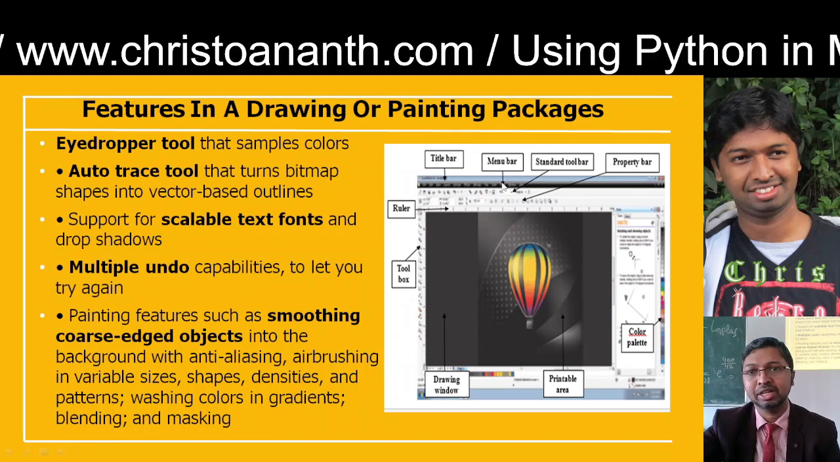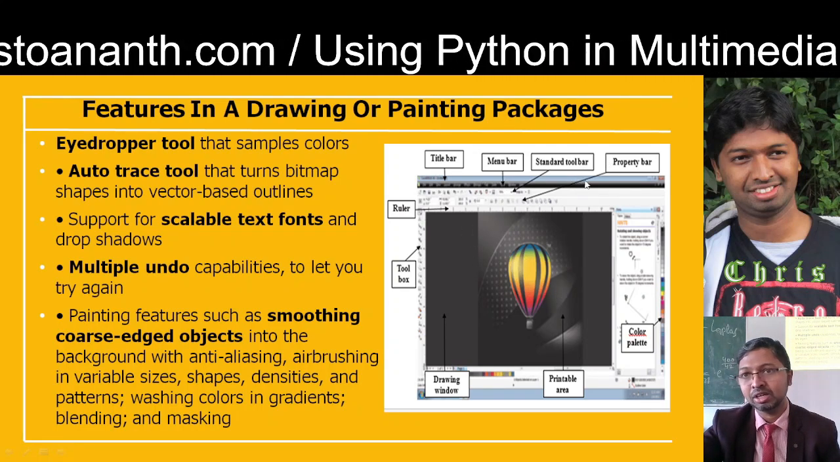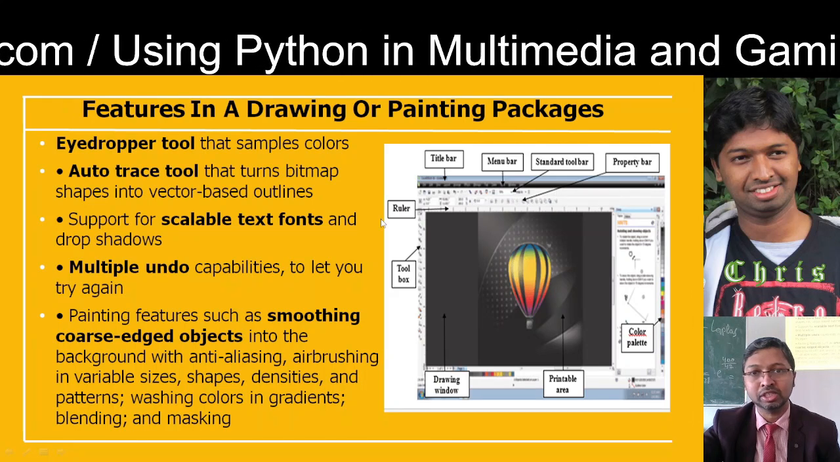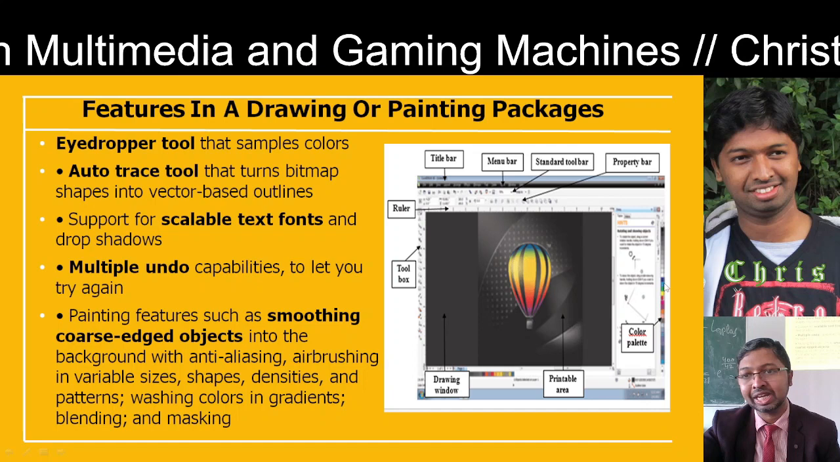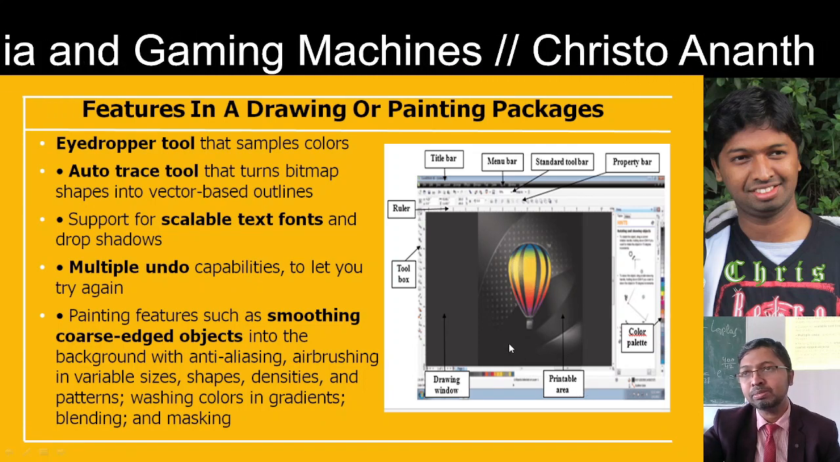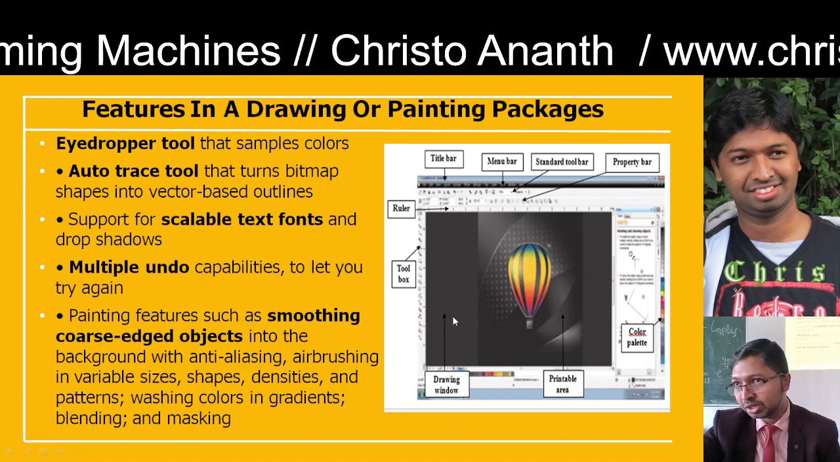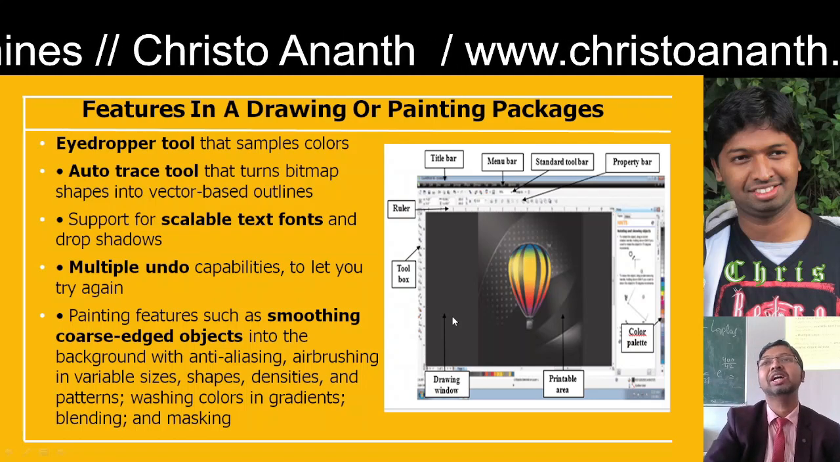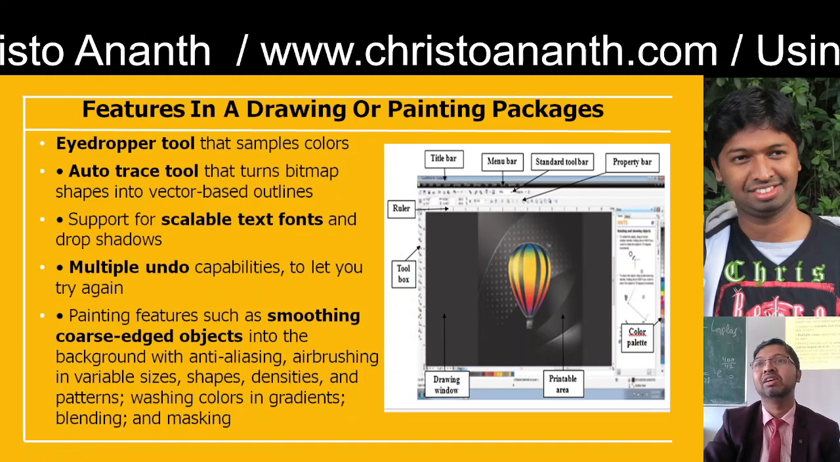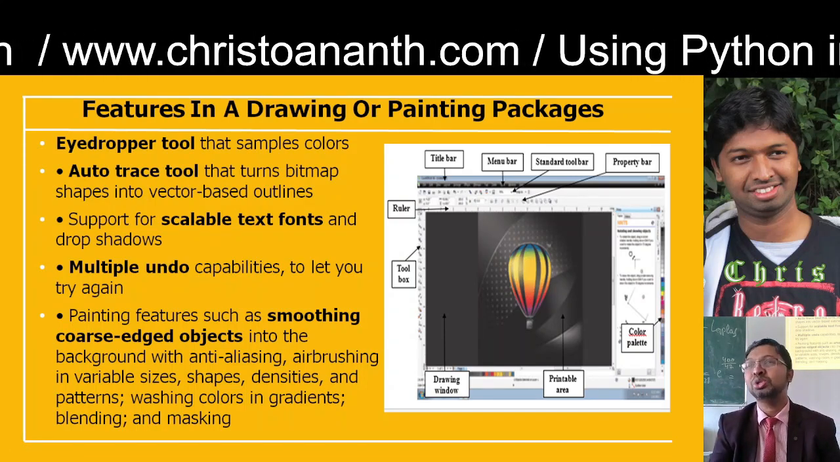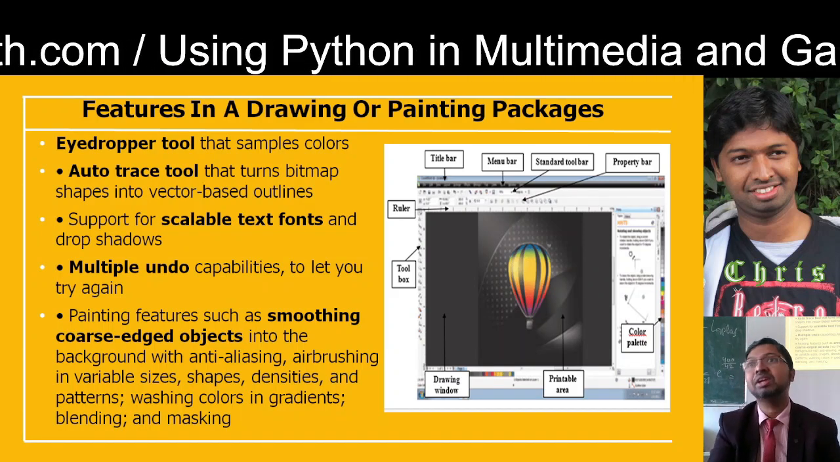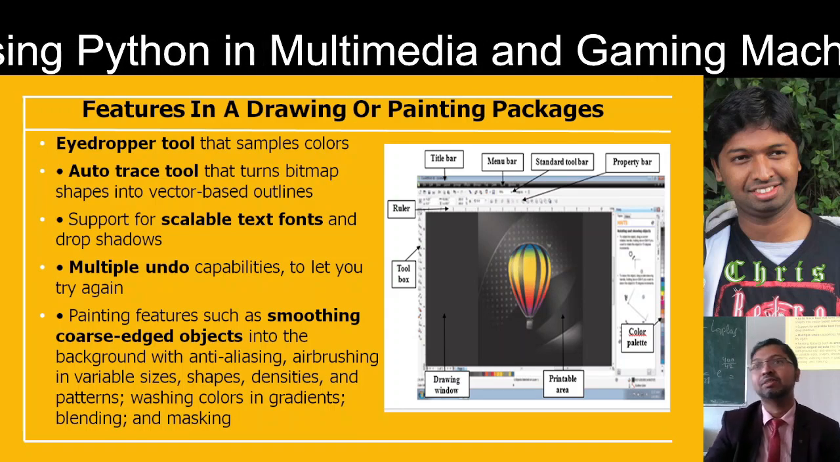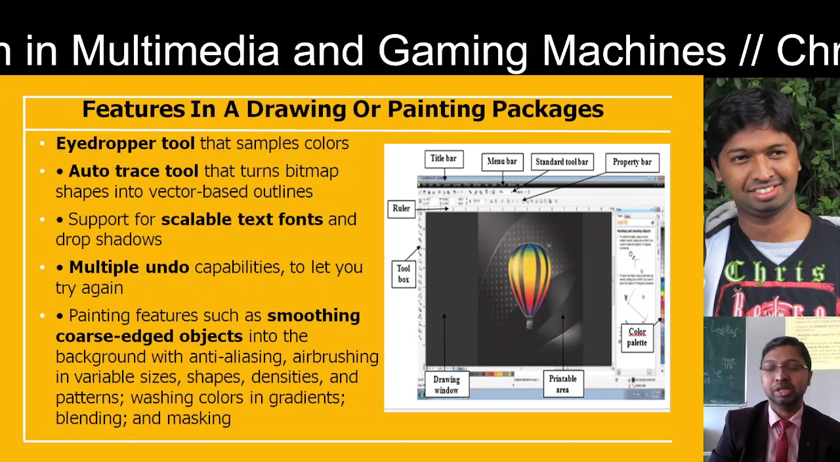You will have a title bar, menu bar, standard toolbar, property bar which is available over here, ruler is available, toolbox is available this side, okay, color palette is available here, printable areas over here, drawing windows over here. So you can choose each of the features, you can try. For example, if you have to make a YouTube thumbnail, okay, or maybe any Instagram thumbnail, you can make it with the help of Canva or maybe any other tools even.